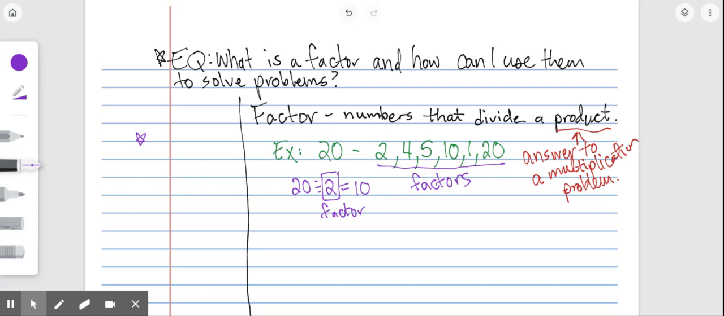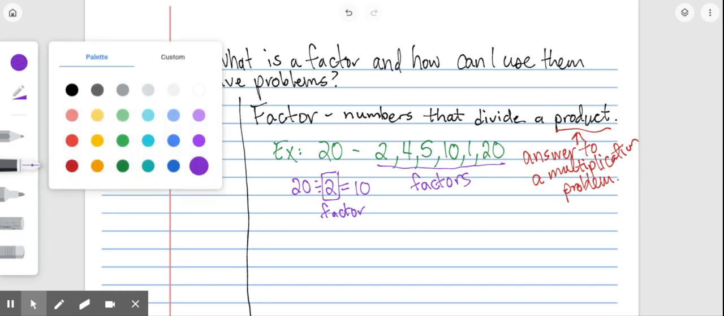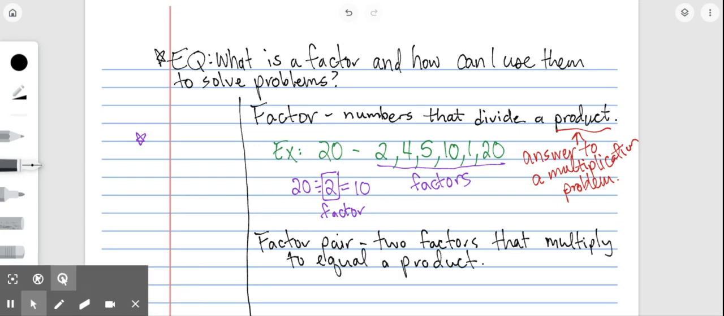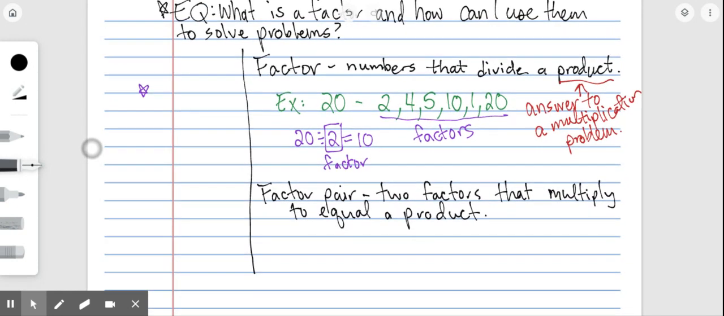Now, when you're writing factors, you might think about factor pairs. A factor pair is like a factor. Again, you've probably heard this before, except it's in a pair. So a factor pair are two factors that multiply to equal the number. Two factors that multiply to equal a product. So again, a factor pair, two factors that multiply to equal a product.